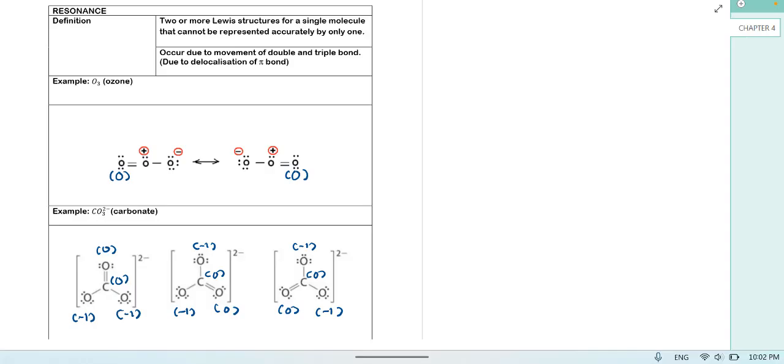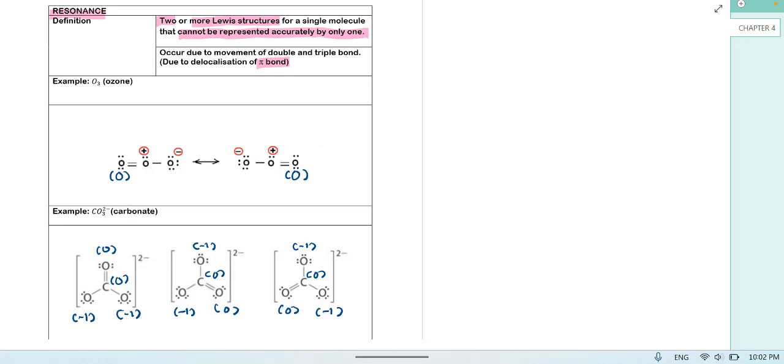Resonance. The definition of resonance is two or more Lewis structures for a single molecule that cannot be represented accurately by only one, occurring due to movement of double and triple bonds, so due to delocalization of pi bond. We will look at this one later on. So some molecules have several Lewis structures and cannot be represented accurately by one. We call these resonance structures.